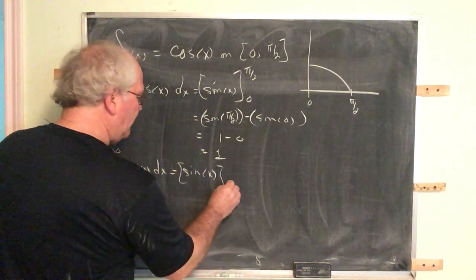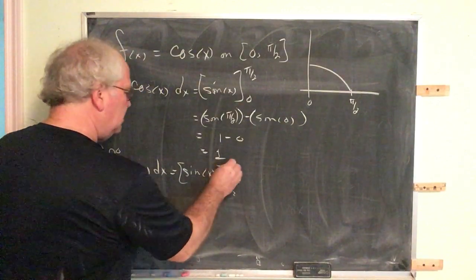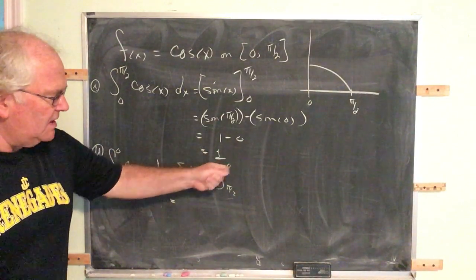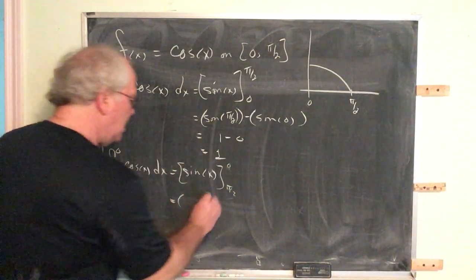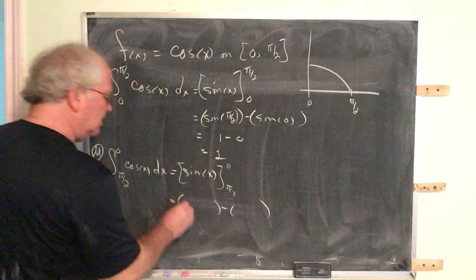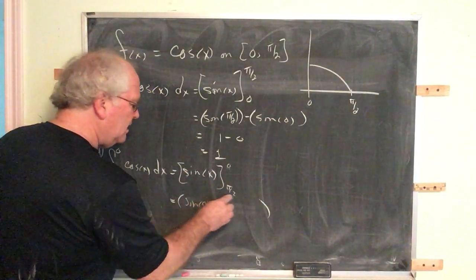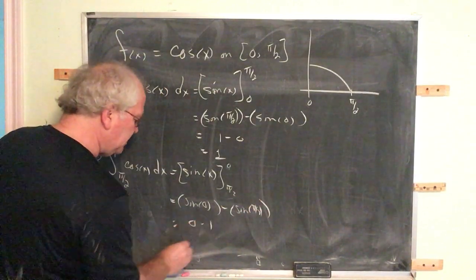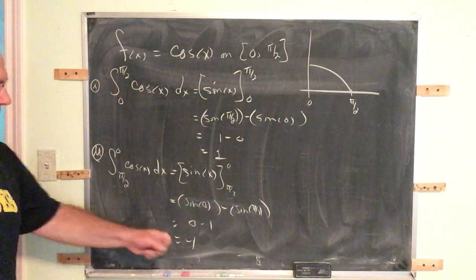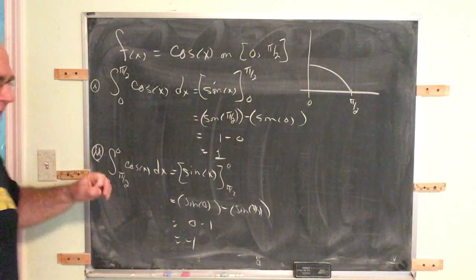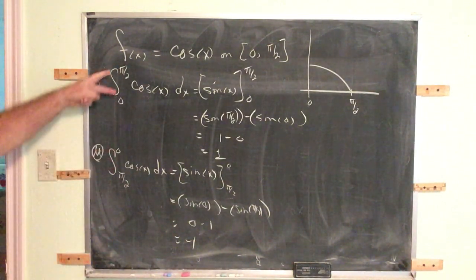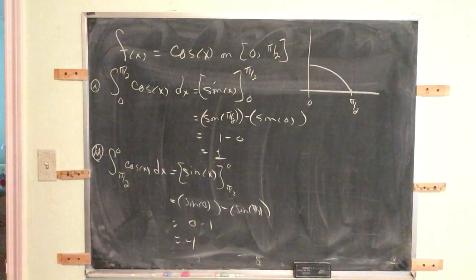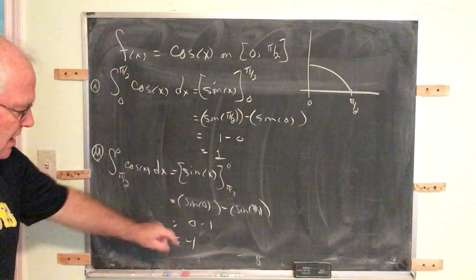But now this is being evaluated from pi over 2 lower limit to 0 upper limit. And the fundamental theorem says you evaluate at the upper limit minus evaluate at the lower limit. So now this is sine of 0, minus sine of pi over 2. This is 0 minus 1. That's -1. And so, again, that doesn't prove anything, but this is an illustration of this property that says if you interchange the limits of integration, the value you get is the opposite of what you got before.